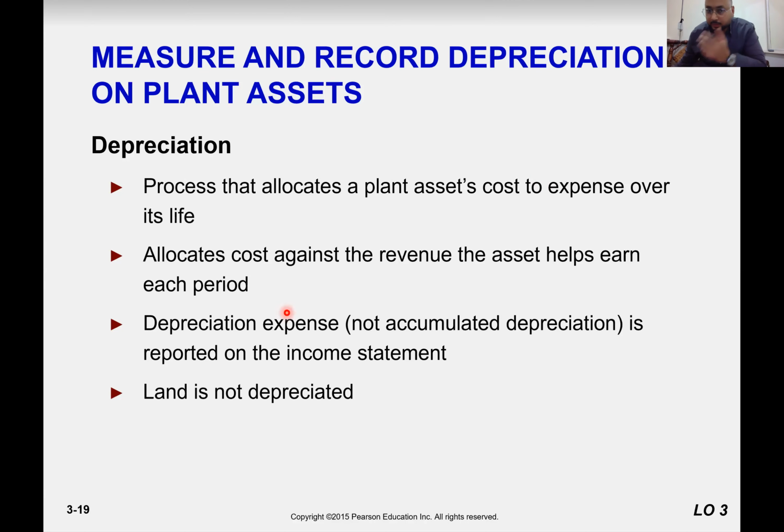So it allocates cost against the revenue the asset helps earn each period. Depreciation expense is reported on the income statement, but not the accumulated depreciation. We'll talk about that. The nature of accumulated depreciation is that it is a contra asset account. For our understanding, we created this account so that we know how much this asset is depreciated, how much is left, because in a company, there is not only one asset, there are thousands of assets.